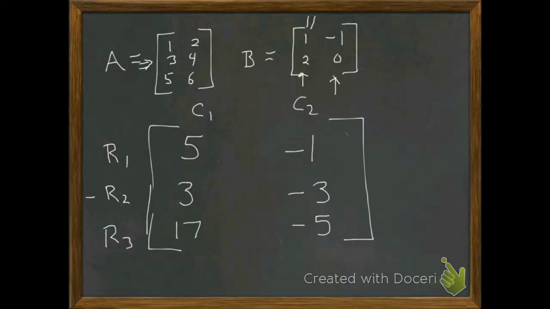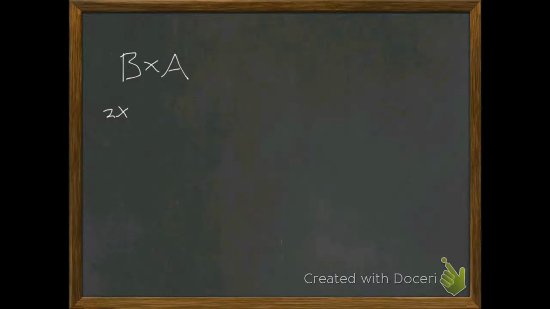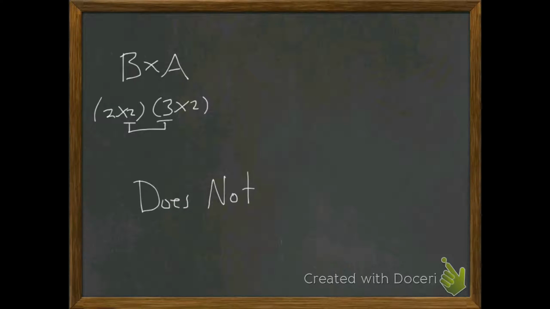Now, if we were looking at, again, the product of B times A. Now, remember, B was a 2 by 2 and matrix A was a 3 by 2, I think. Yeah. So notice that the inner two aren't equal, so the product, of course, does not exist.